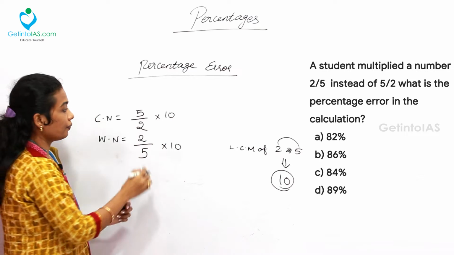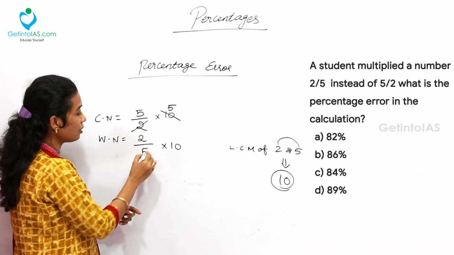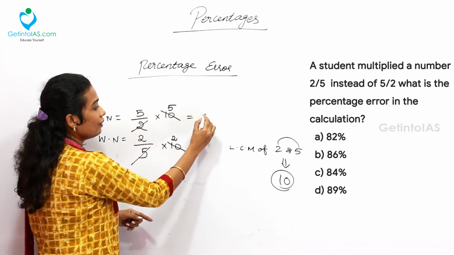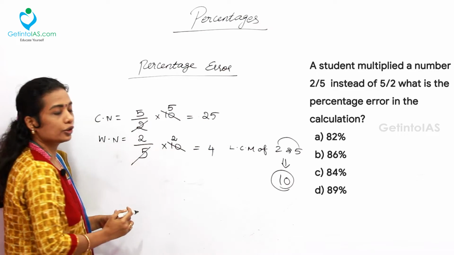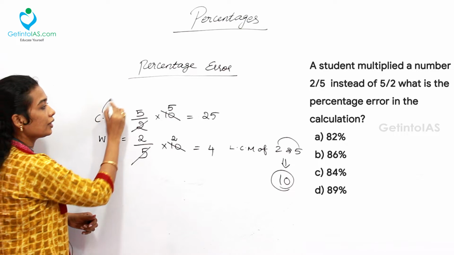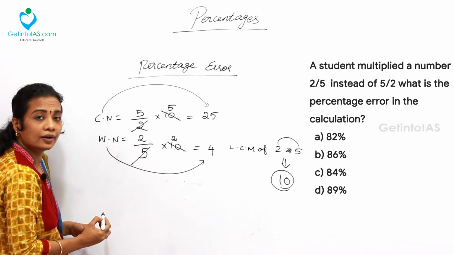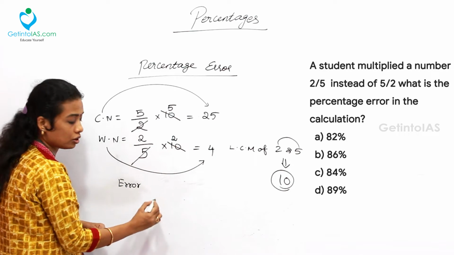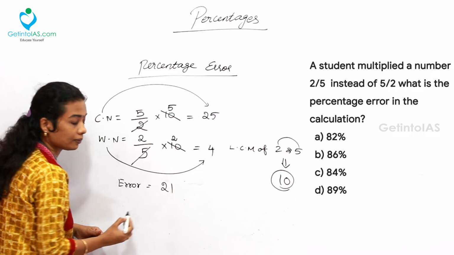Now what is the answer? 2 cancelled by 10 5 times, 5 cancelled with 10 twice. So 5 into 5, 25 and 2 into 2, which is equal to 4. Here the correct number is 25 and the wrong number is 4. What is the error over here? Error is the difference between these two values. So 25 minus 4 is 21.